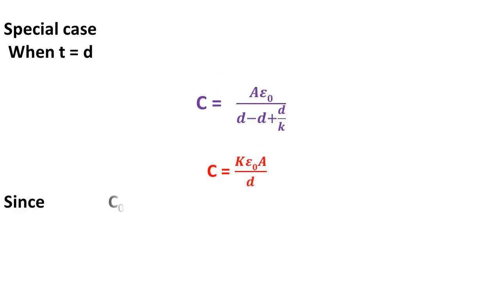Now one special case is there when entire space in between the plates of the capacitor is filled up by the dielectric material. That means when T is equal to D, in that case C is equal to K times epsilon naught A by D, that is C is equal to K times C naught, K C naught. That means the capacitance of the capacitor is increased by K times. This is all.